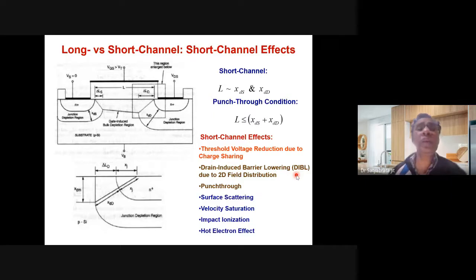Now here, long channel versus short channel device. Let us consider a long channel device and a short channel device. In the long channel device, this is the depletion region. If XDS and XDD are comparable to the channel length, then we consider it a short channel. Now if L is greater than XDS, where XDS is the depletion region of the N plus P junction, and XDS is negligible compared to the channel length, then we consider the long channel; otherwise it is the short channel device.